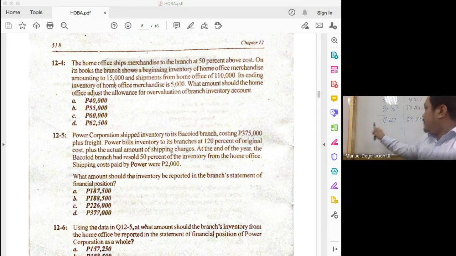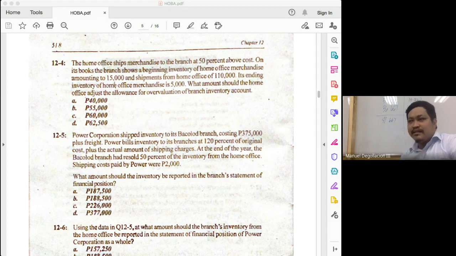Again, how did we solve for 41,667? We solved for this one by getting the markup on the 125,000. Is there an alternative way of solving for the 41,667? Yes. If we're looking for the markup on our goods available for sale, and since we know that goods available for sale is simply the same as beginning plus shipments, that means the markup on the beginning plus the markup on the shipments would also give you the markup on your goods available for sale.